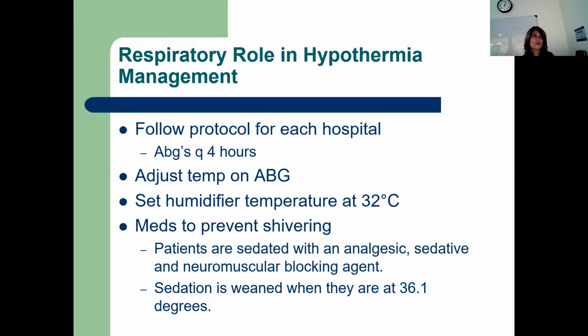It says to set the humidifier temperature at 32 degrees Celsius. So on the Fisher-Paykel humidifier, we can't control the temperature. The thought, I guess, is if that's being warmed up to 37 degrees and going into the lungs, it's kind of warming up the patient. So that's why they're not recommending that we use 37 degrees Celsius inhaled gas to deliver to the patient.